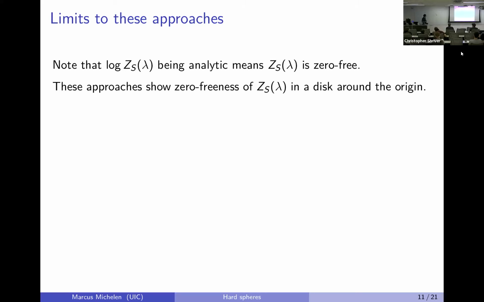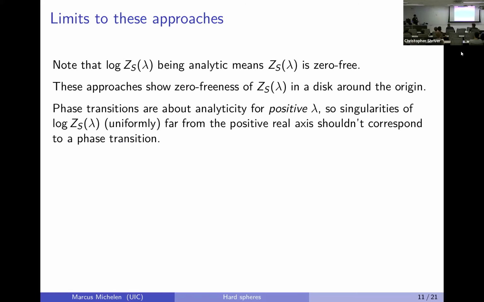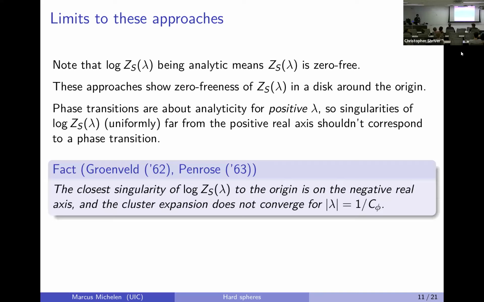And now the values we care about of lambda aren't actually these complex ones. We care about these real ones. So in some sense, if I want to prove analyticity, asking for a disk is sort of asking for too much information. Right? So phase transitions are about lambdas that are physically meaningful, which are positive. So in particular, those far from the positive real axis shouldn't correspond to a phase transition.